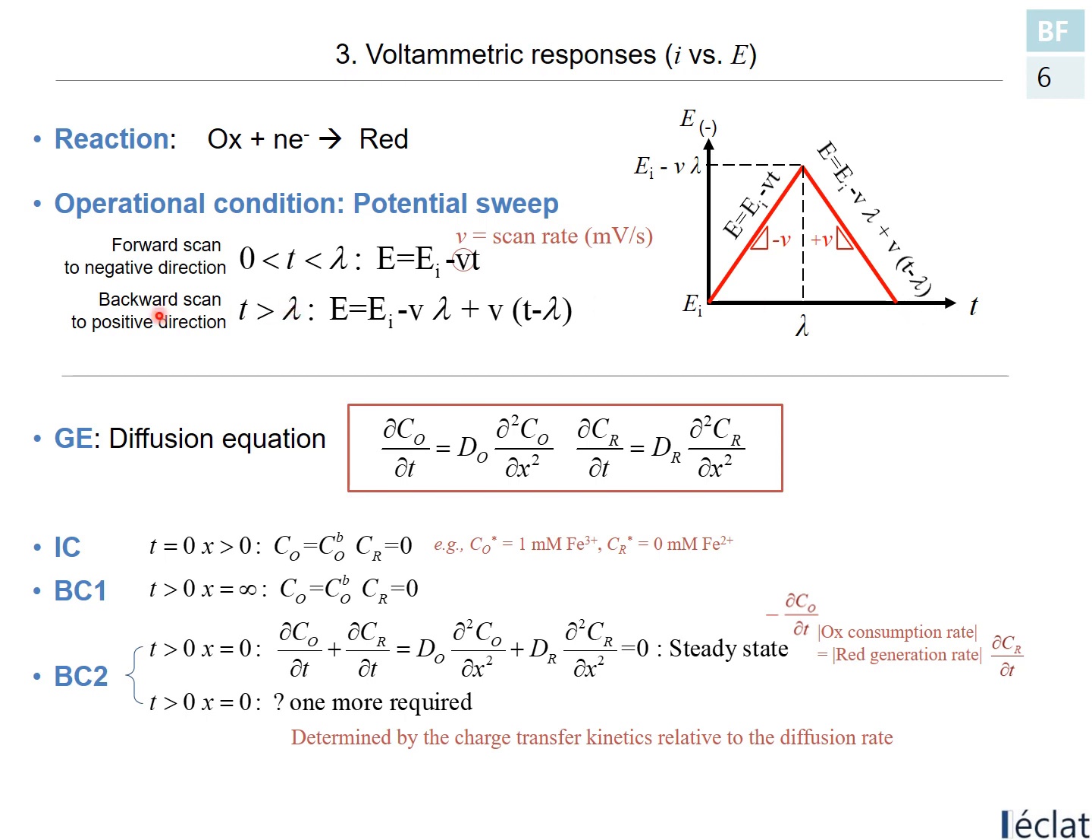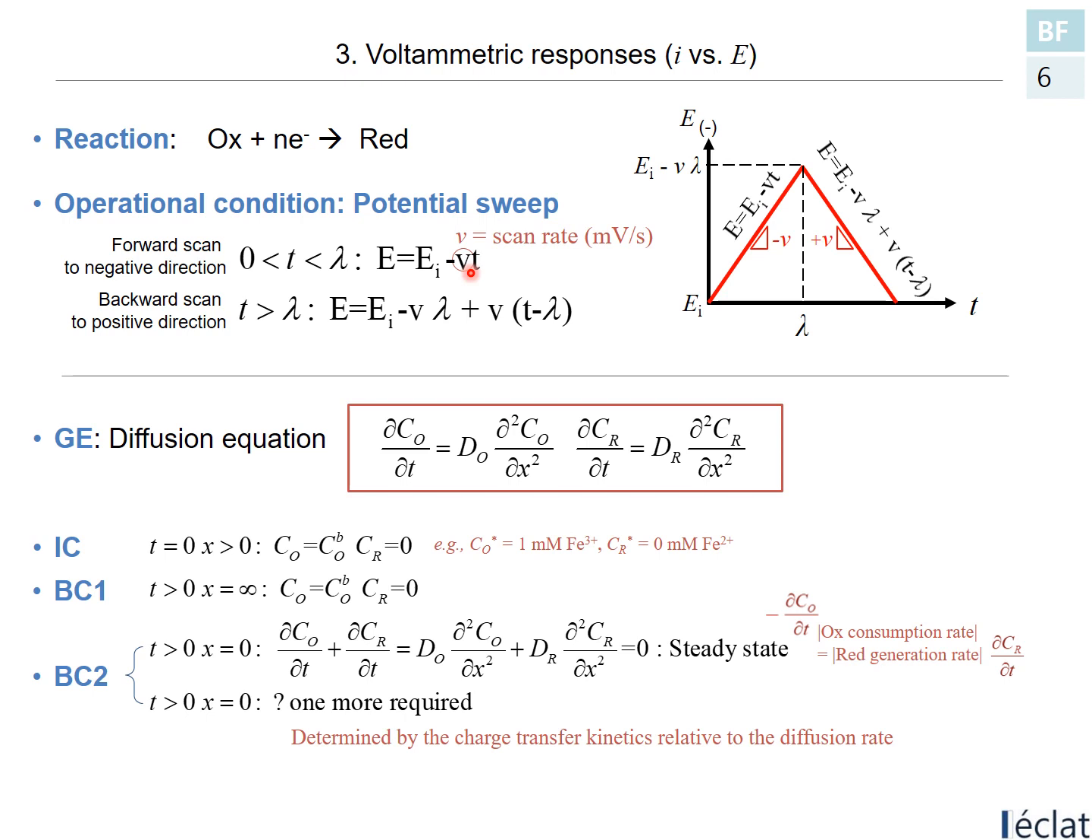So the backward scan to the positive direction can be described by this equation. The first point was E sub i minus v lambda, and then it goes toward the positive direction, so scan rate v times t minus lambda. That is the equations for the operational condition of potential sweep.